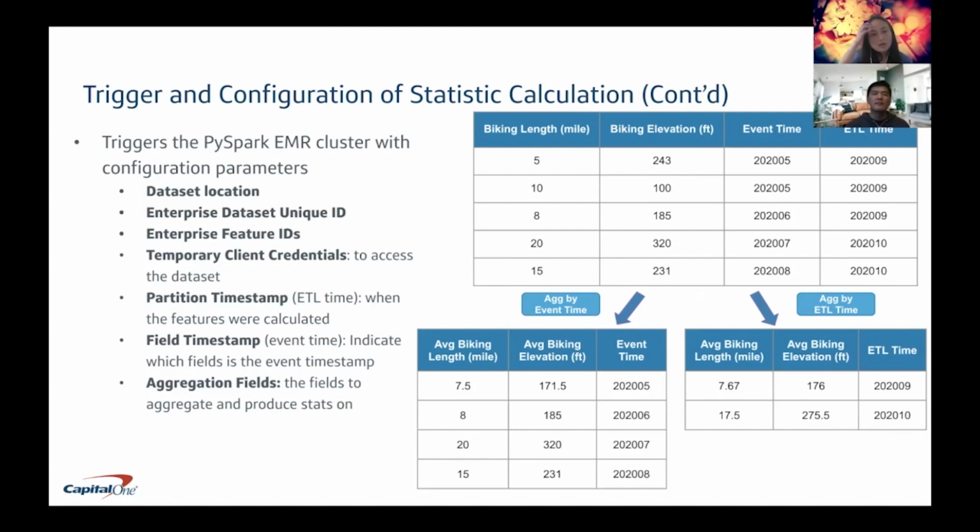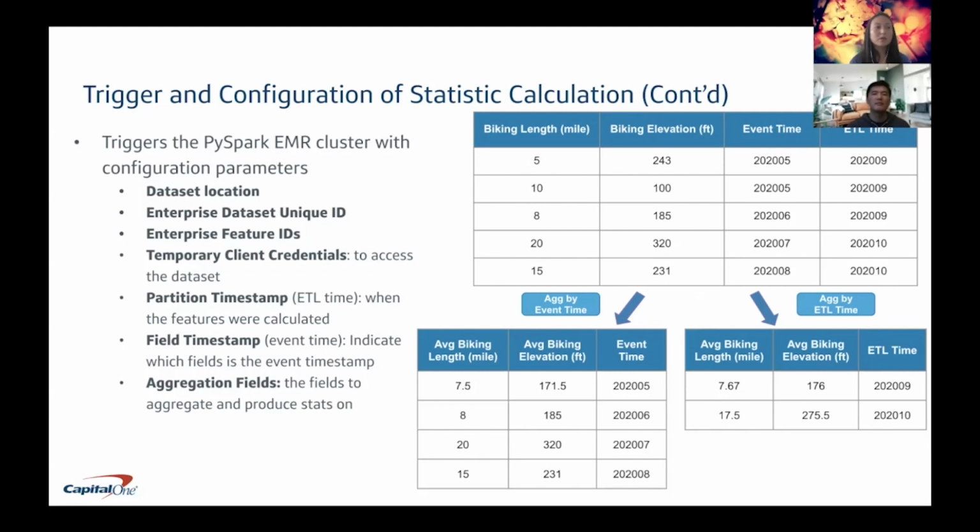As we were designing the whole process, we realized there are various aspects of time for a given dataset. For example, I have this dataset on the right-hand side. Let's say we want to track someone's biking exercise, like how far he has gone and what the elevation gain is for a biking trip. There's the concept of event time, meaning when the biking trip occurred. And then there's the concept of ETL time, meaning when the dataset landed in our system.